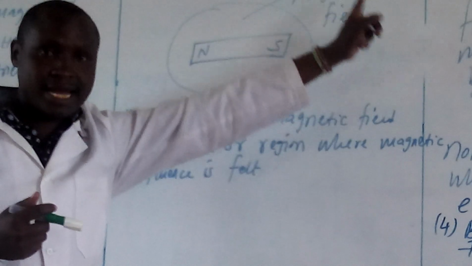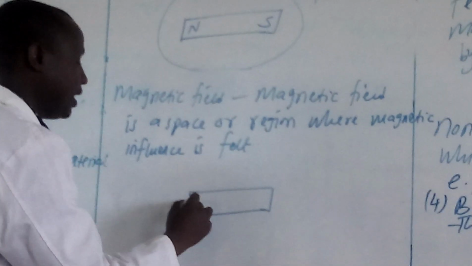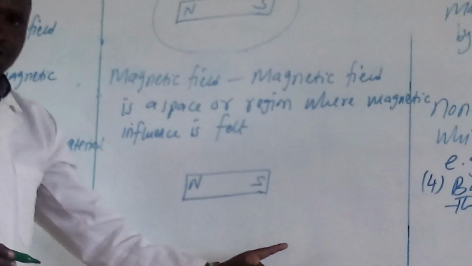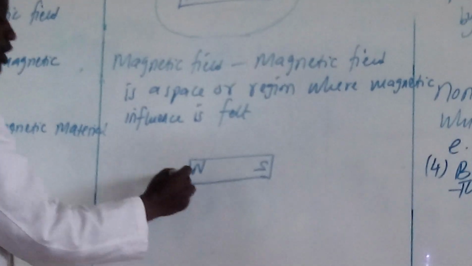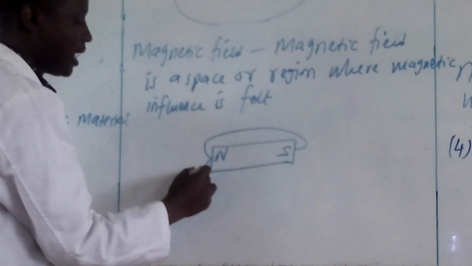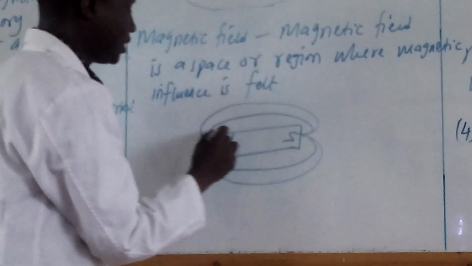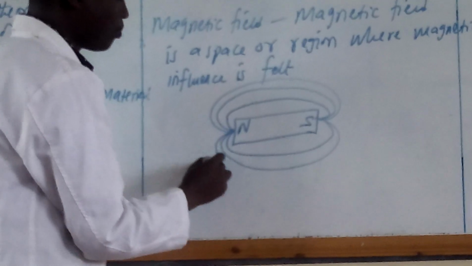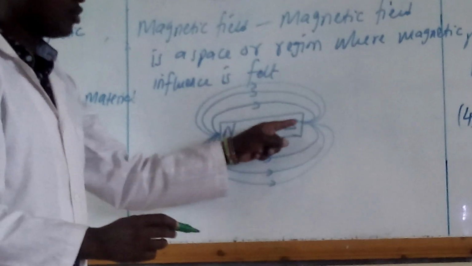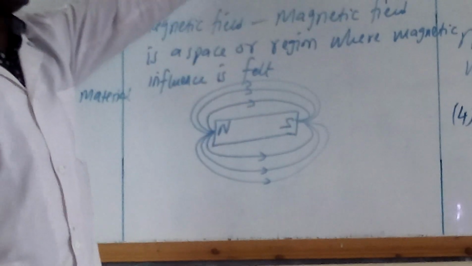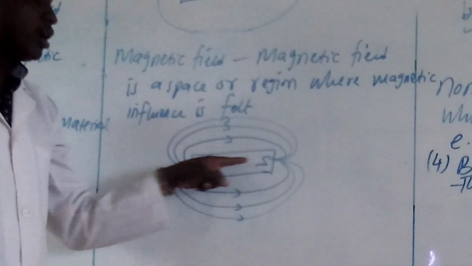What is a magnetic field line? If we have a bar magnet with north and south, in that region there is a magnetic field line running from the north pole to the south pole. You must show it using an arrow. It originates from the north pole and goes to the south pole. This line is called the magnetic field line.